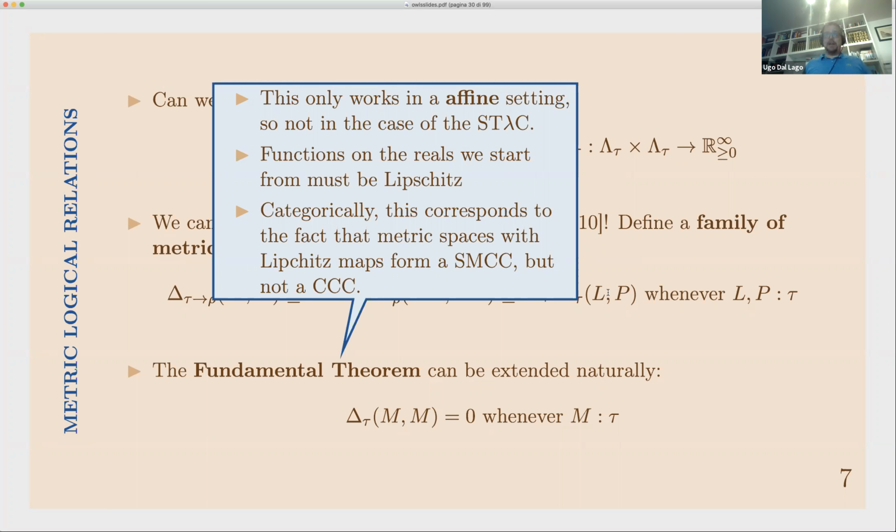Functions on the reals from which Reed and Pierce start need to be not arbitrary functions, but fixed functions. And the whole thing can be seen categorically, observing that the underlying category, namely the one of metric spaces with these maps, does not form a Cartesian closed category, but rather a symmetric monoidal closed category. So it is very natural that this only works in an affine setting.